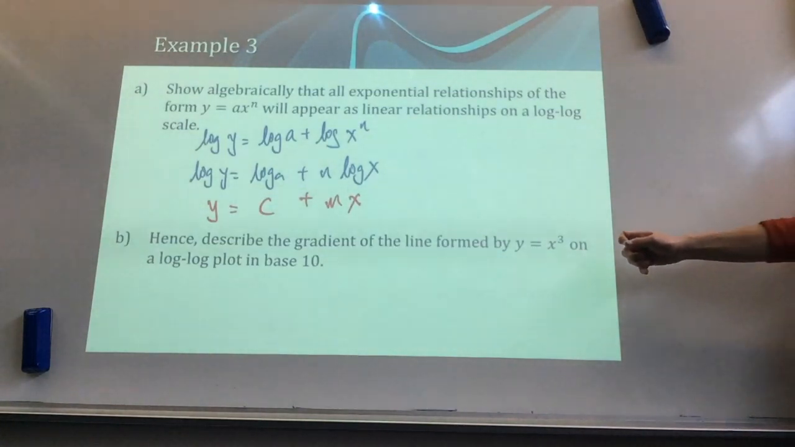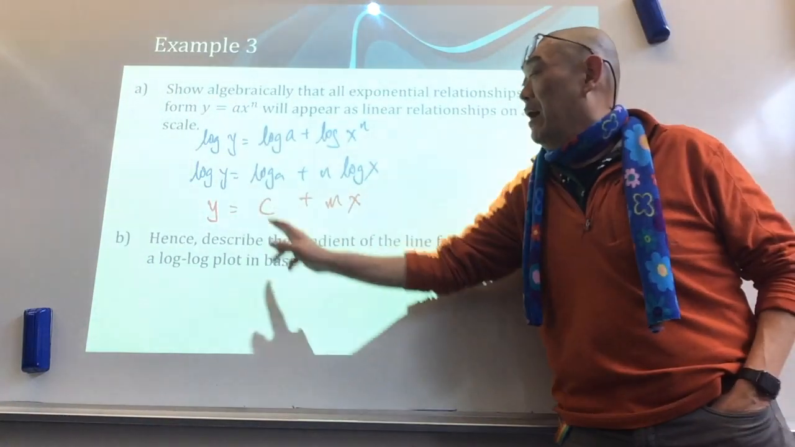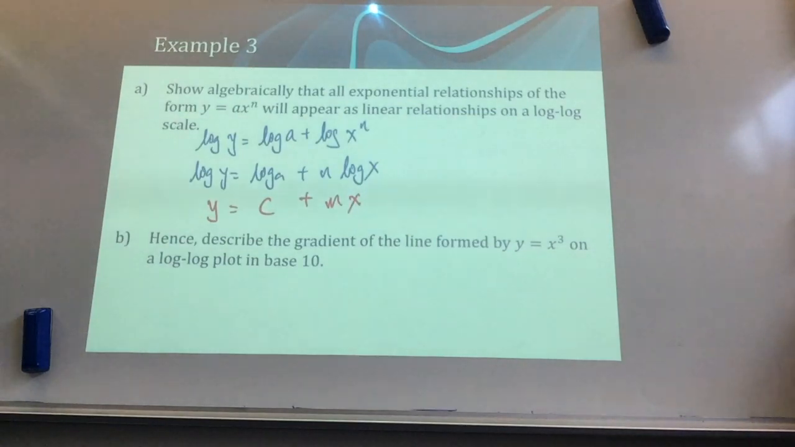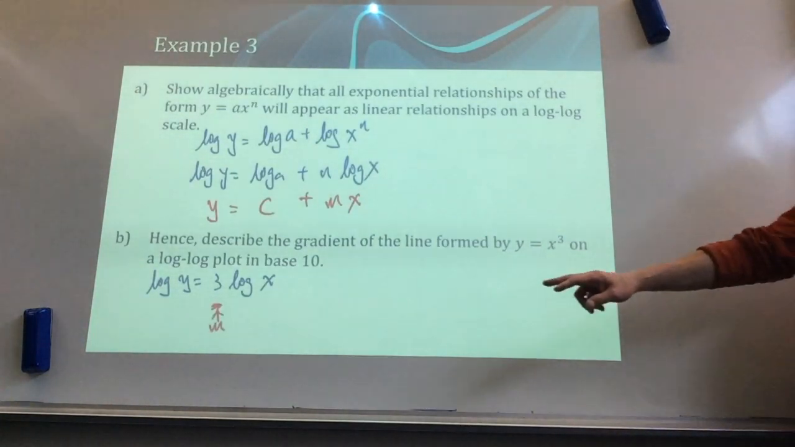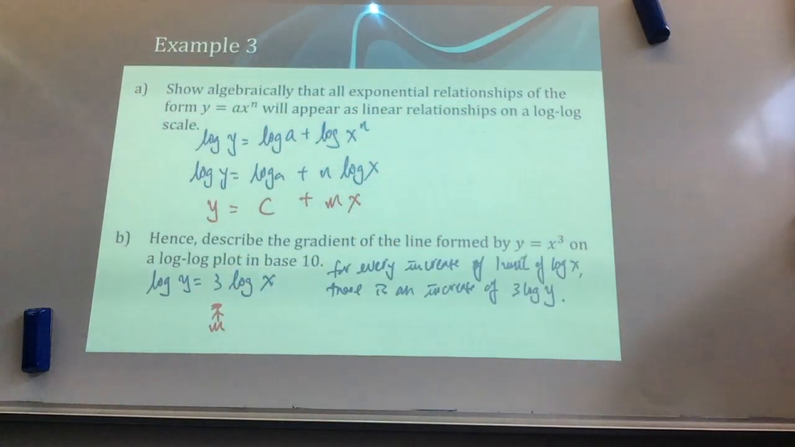So can you therefore describe the gradient of the line formed by the line y equals x cubed on log in base 10? So if I do that, what would happen? a is actually 1, correct? So log y equals 3 log x. So therefore, I just indicated to you that it's a gradient. So for every increase of 1 unit of log x, there's an increase of 3 units of log y. All right? Just a gradient, that's it. 1, 1, and 3.